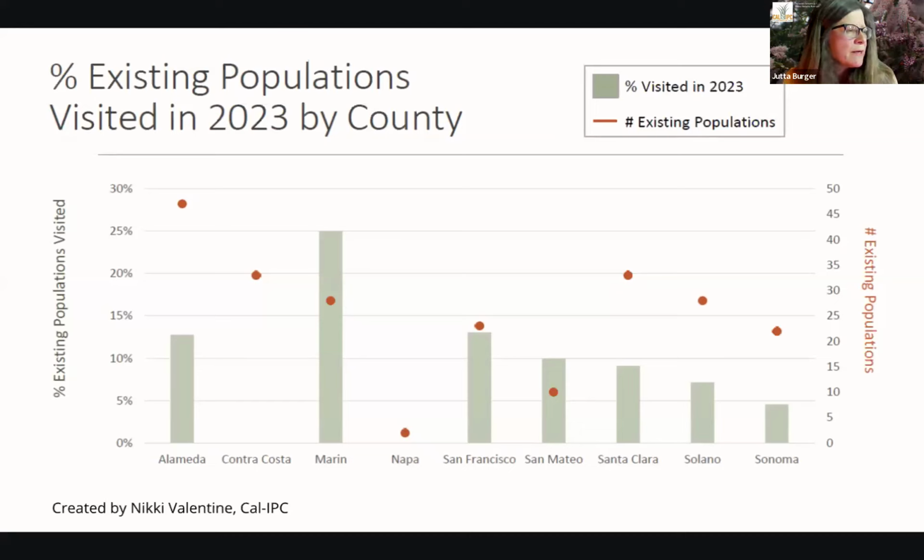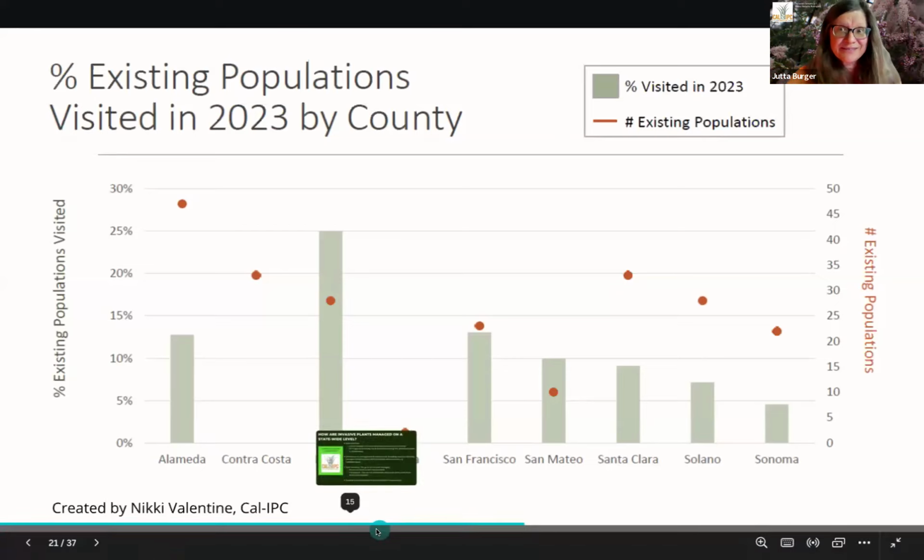So you can see Marin County was the highest percentage of populations that were visited of its high priority species. San Francisco is visiting more than many others. The county that I live in, Contra Costa, we are at the bottom of the pile. We are not visiting any of our high priority species. So maybe I don't have the time to go out there, but it just makes me uncomfortable and feel a little guilty too. So I think that's it for this one. I think it goes back to you then, right?